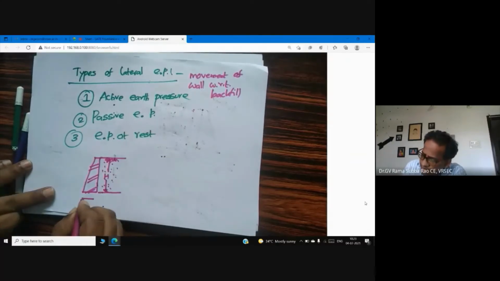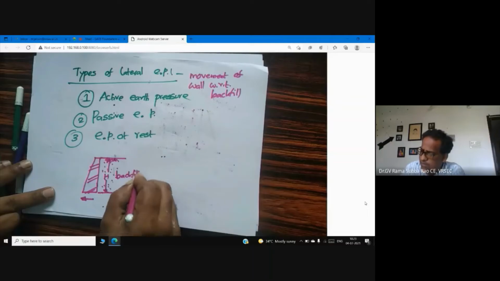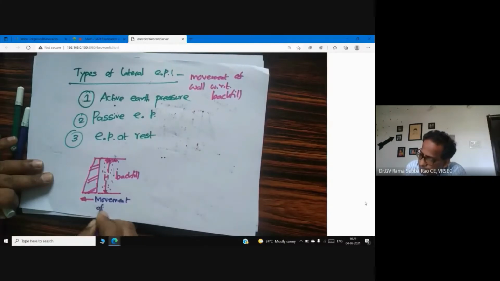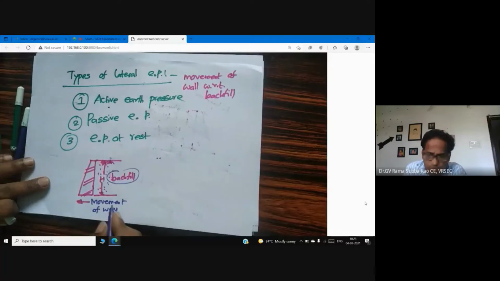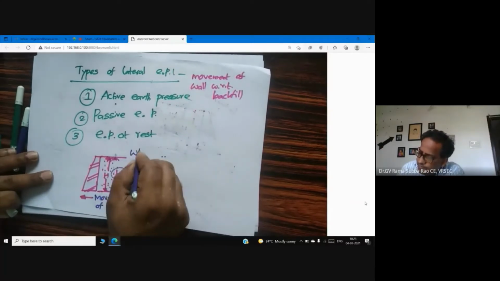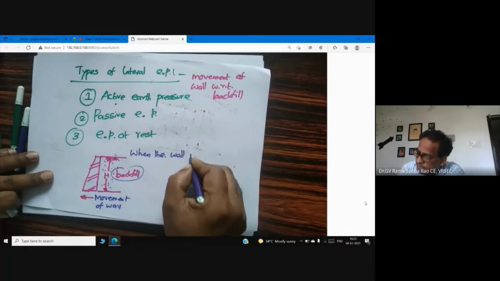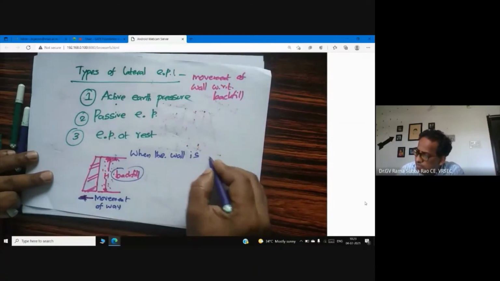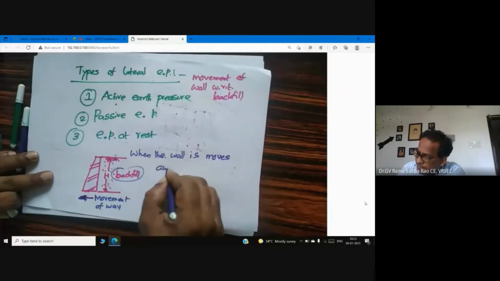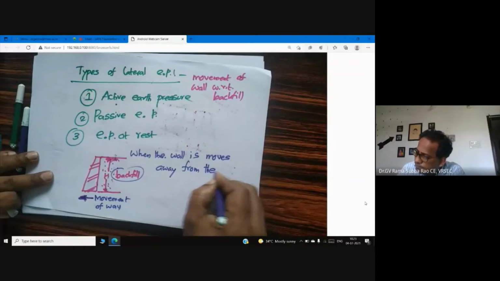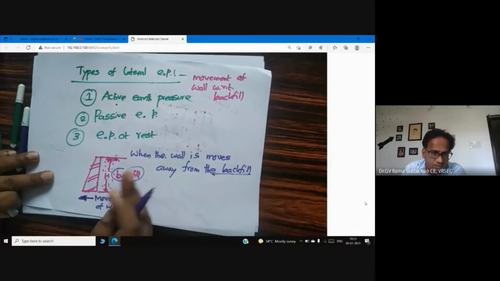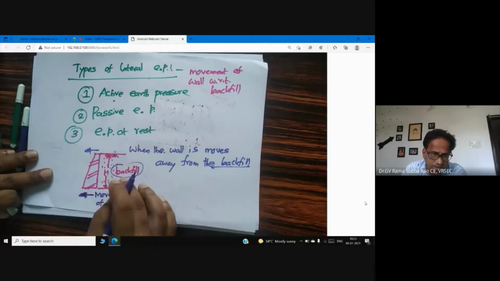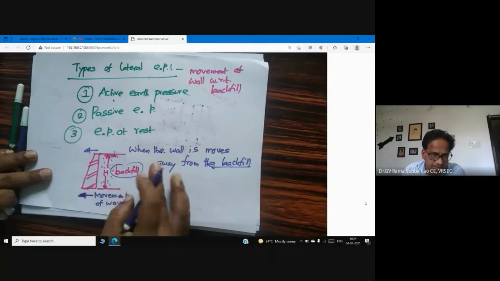See, if the wall is moving away from the backfill, I can tell you. Better I will select another sketch. Here you see movement of wall with respect to backfill. When the wall moves away from the backfill, you just see my symbol, where I am drawing the symbol away from the backfill. Now you see the soil, what we call backfill, the back of the wall is filled with soil. That's the meaning of backfill.